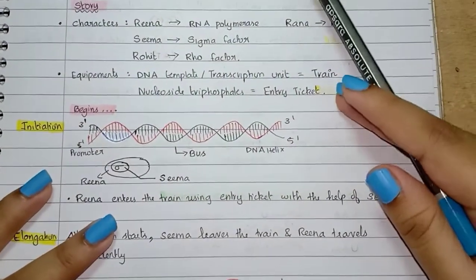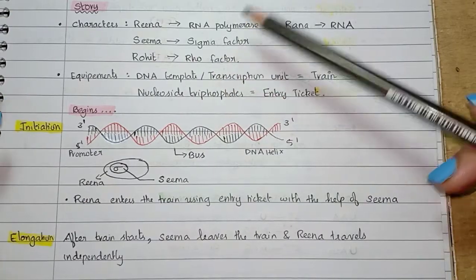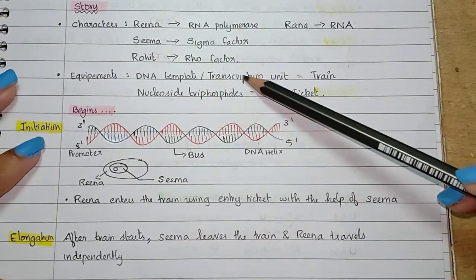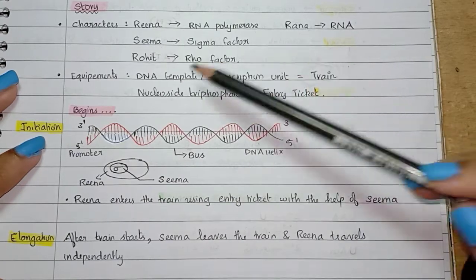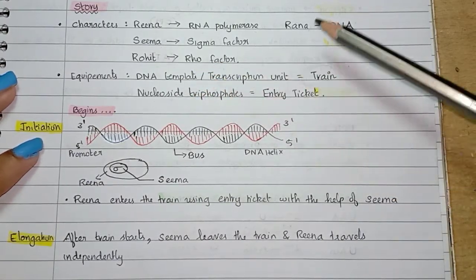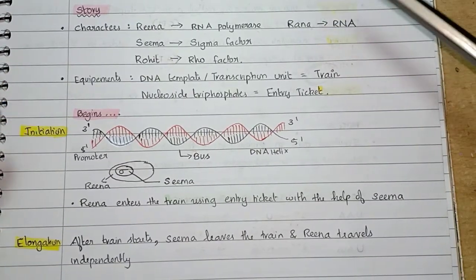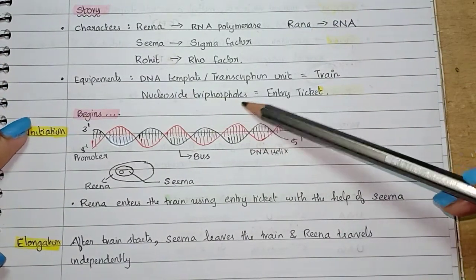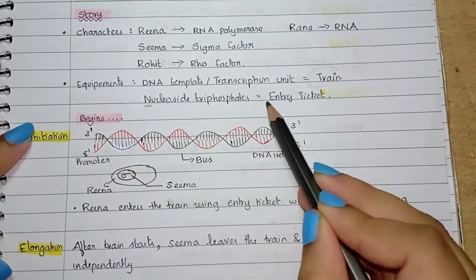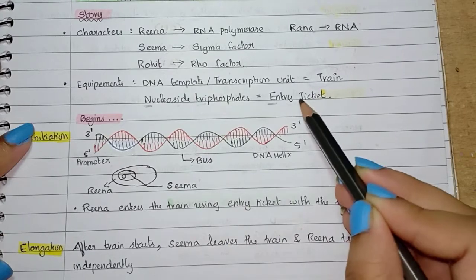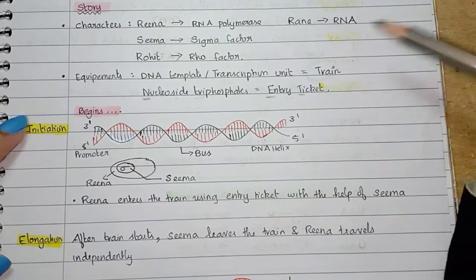Now the equipment. In this movie or story, there are certain equipment, right? The DNA template or transcription unit is called the train here. So the train is the DNA template or transcription unit. The entry ticket is nucleoside triphosphate. You can remember it like that.